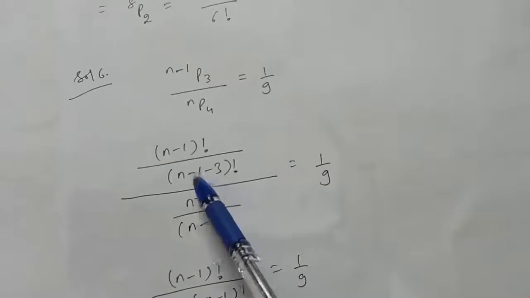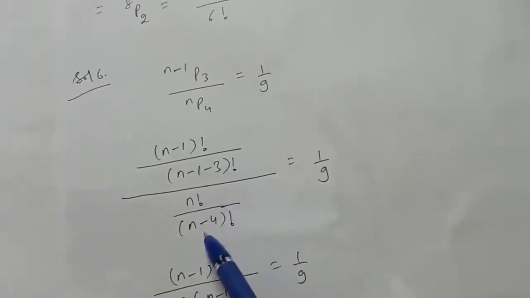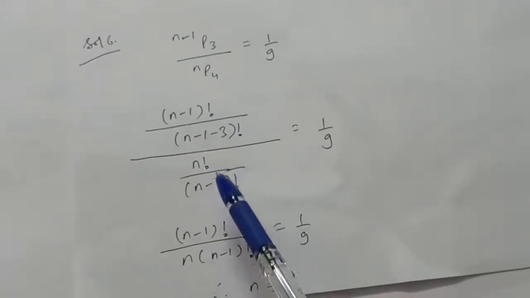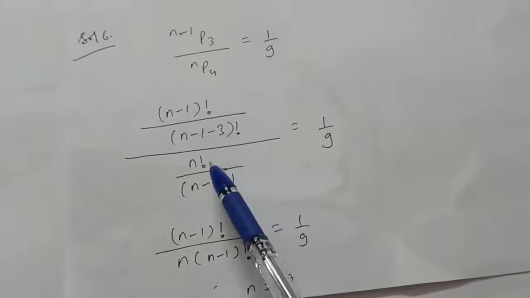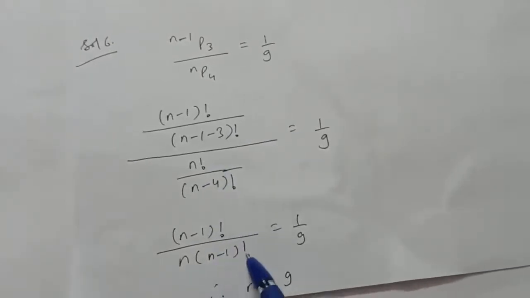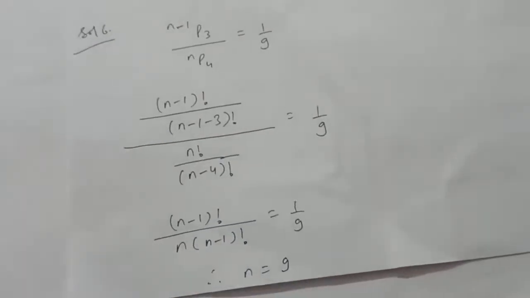Now see, this is nothing but (n minus 4) factorial only. So these two will get cancelled. Also here we have (n minus 1) factorial and this is n factorial. So write down this n factorial as n into (n minus 1) factorial. Now this will get cancelled and you will get the value of n as 9.